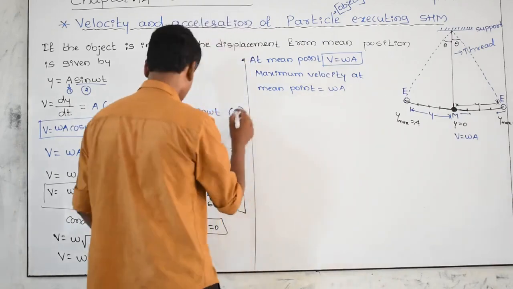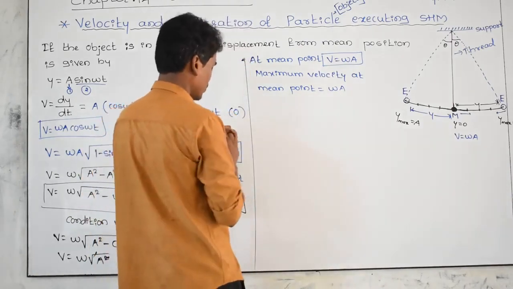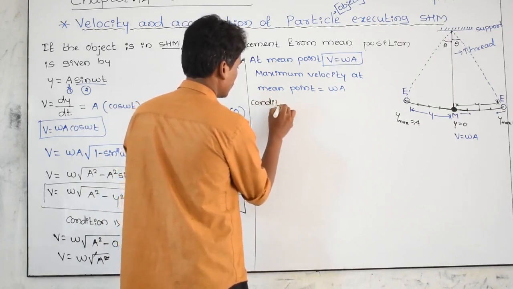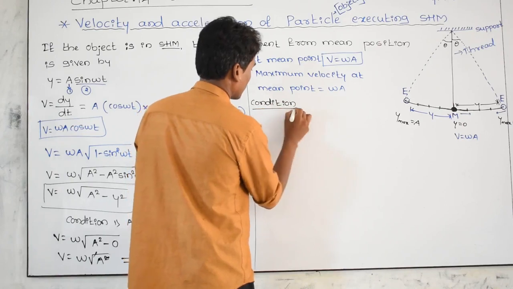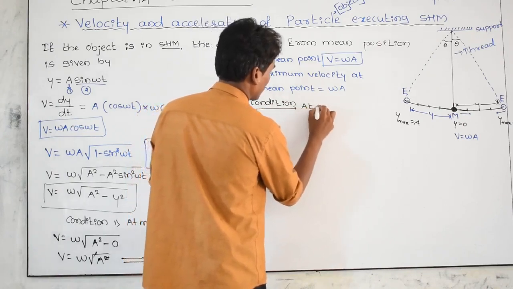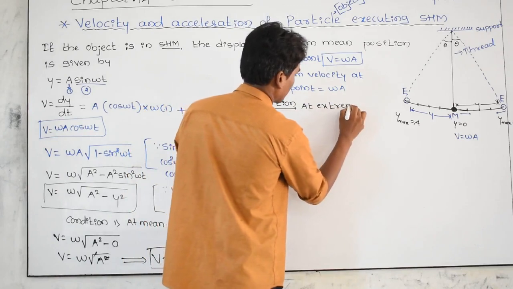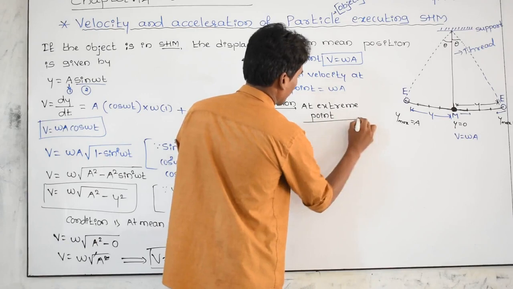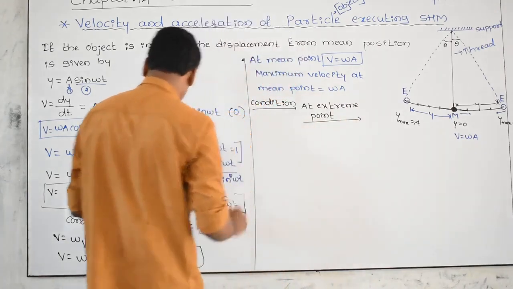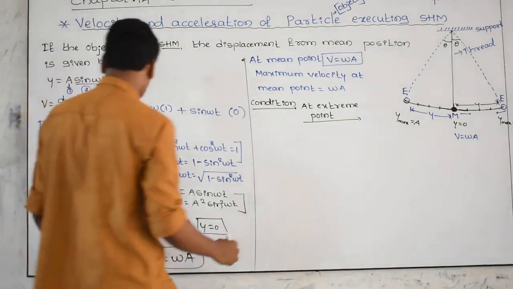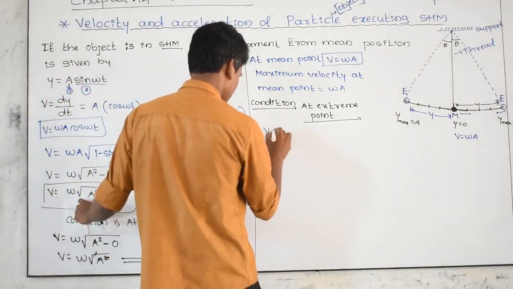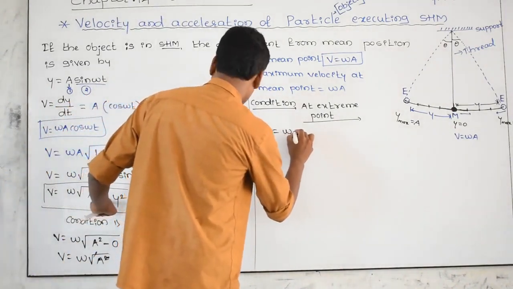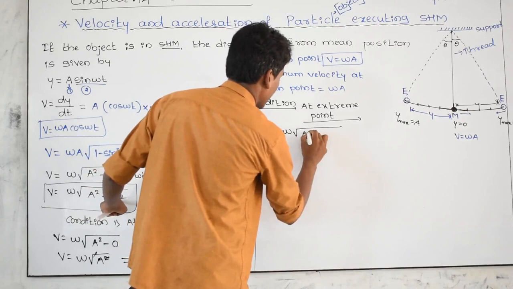And the second condition, what is the second condition? That is condition number 2. At the extreme point, what is its velocity? You know very well, again take this formula: v is equal to omega root of a square minus y square.